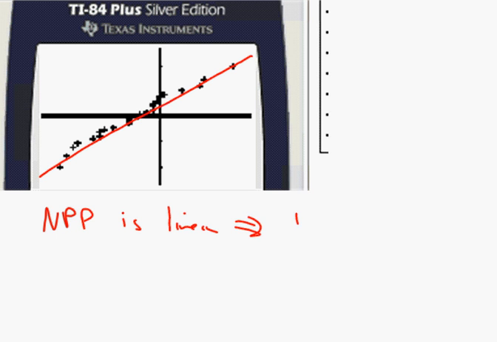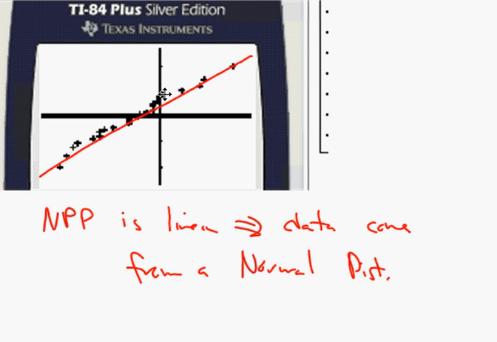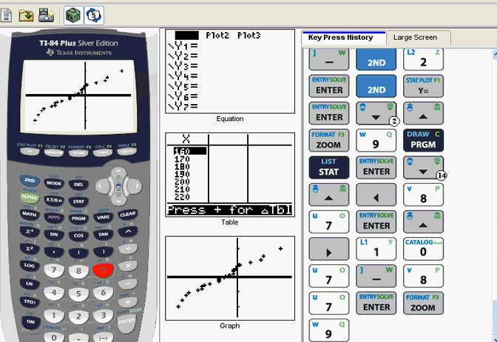That implies that our data come from a normal distribution. So that's important. Now, we should also check for skewness and outliers, and that's probably not going to happen, but let's just make sure.